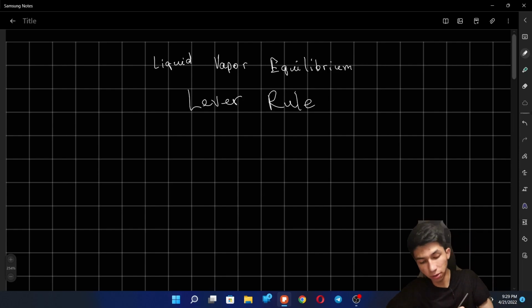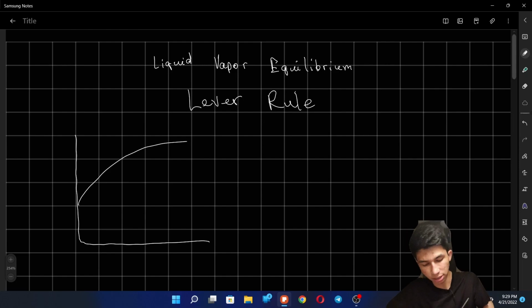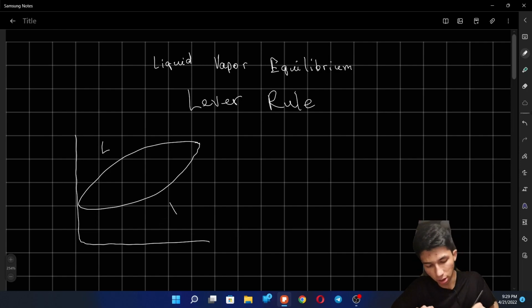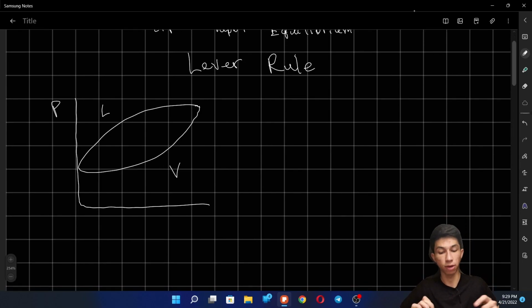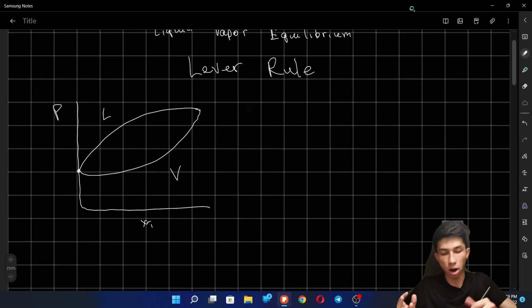Okay, so in the first video we derived our phase diagram for our bubble and dew temperatures, right? And this is our liquid and vapor phase. This is going to be our pressure. And on the x-axis of our phase diagram, we had the mole fraction of a more volatile compound. And so our phase diagram looked something like this, with the top one with the bubble pressure and the bottom one with the dew pressure.